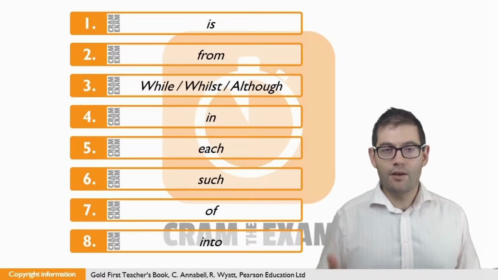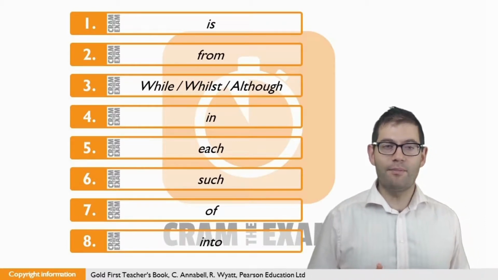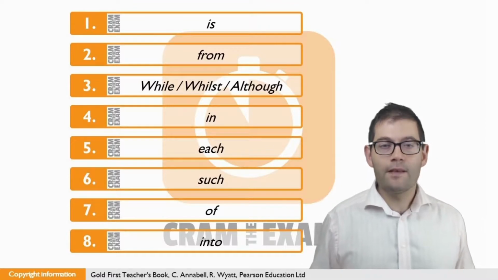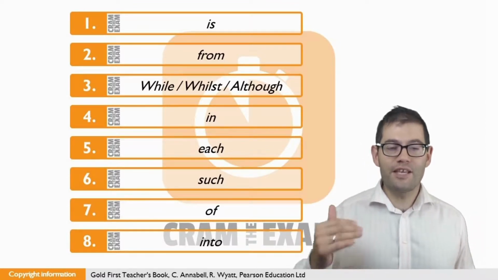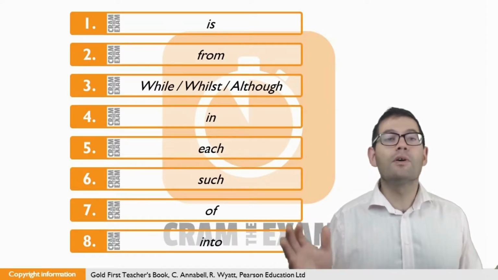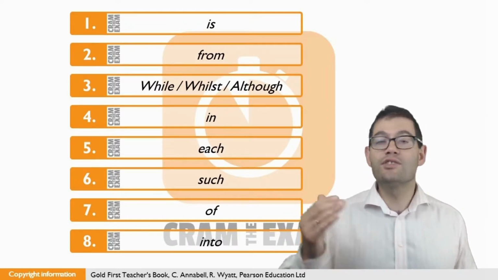For question number 6, what we're basically getting at here with this gap plus as is it's the same as for example. So what expression means the same as for example in which the second word is as? Well, of course the answer is such. Such as.